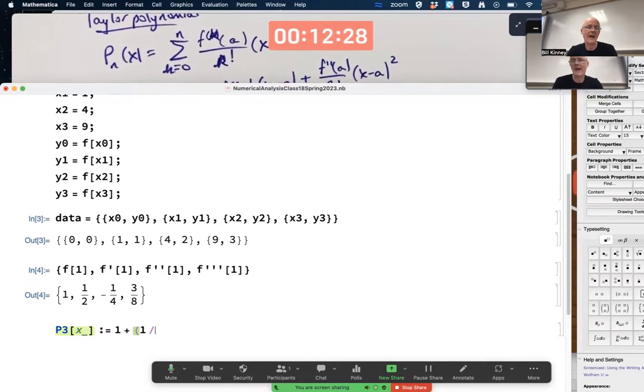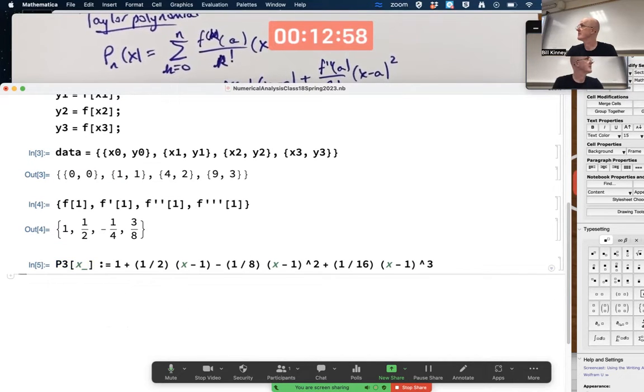1 plus 1/2 times x minus 1 minus 1/4 over 2 factorial, right? Which will be 1/8 because 2 factorial is 2, times x minus 1 squared, plus 3/8 over 3 factorial. 3 factorial is 6, so that'll be 3/48, which reduces to 1/16. That should be the Taylor polynomial of degree 3 for the square root function centered at 1, a equals 1.